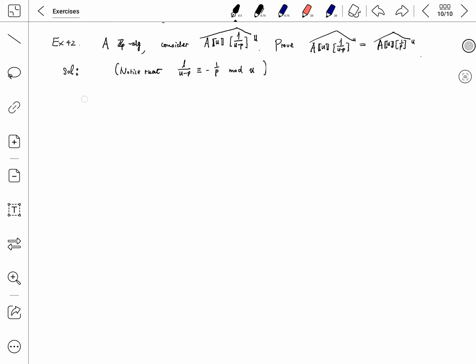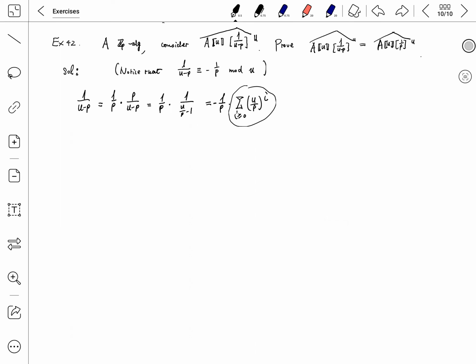Firstly, observe that we have this u minus p, which equals 1 over p times p over u minus p, which is equal to 1 over p times u over p minus 1. And so this is a summation of (u over p) to the power i, for i bigger or equal than 0, right?